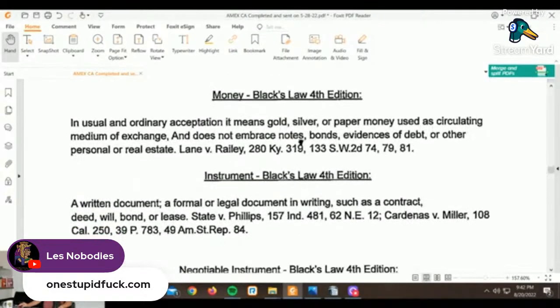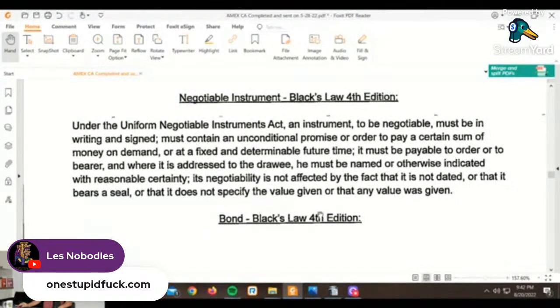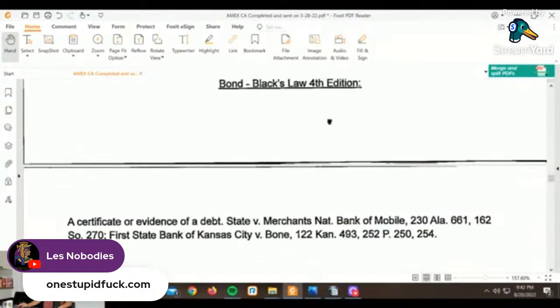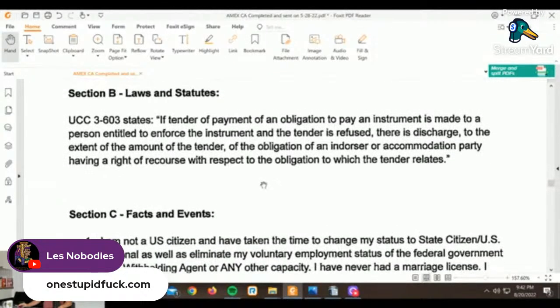So, definition of money, which you've gone over a lot, definition of instrument, which you've gone over a lot, definition of negotiable instrument, which you've gone over a lot, definition of bond, which is a certificate of evidence of debt. Okay. Section B, laws and statutes.